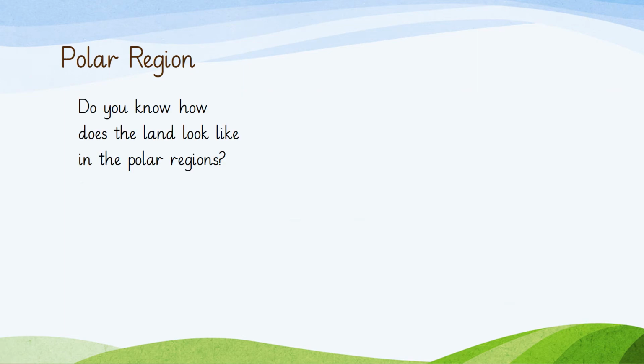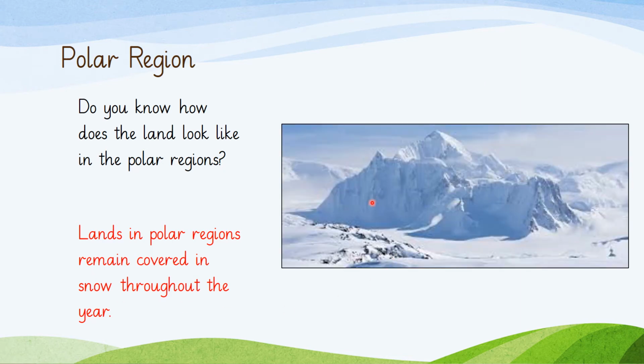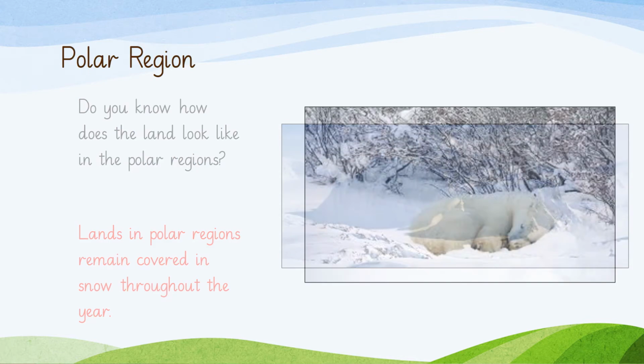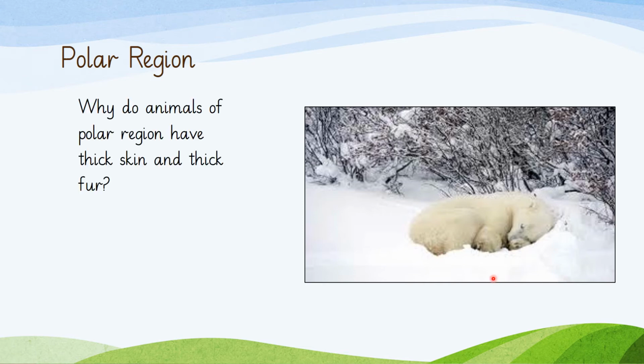Do you know how does the land look like in the polar regions? The land in the polar regions is always covered in snow. It doesn't matter what time of the year it is, either it is January, or it is June, or it is December, these areas are always covered in snow, just as you can see in this picture. So you can see a polar bear sleeping peacefully in such cold climate. You can see a thick coat of fur and thick skin on this polar bear.